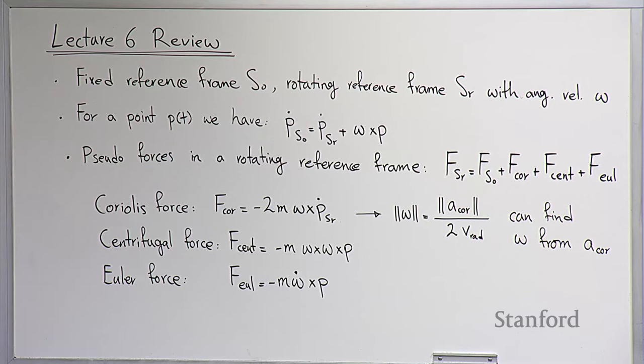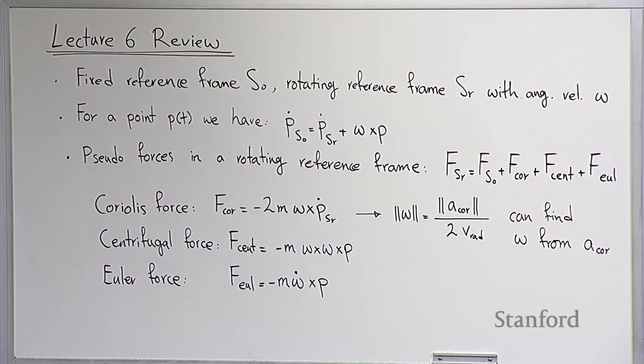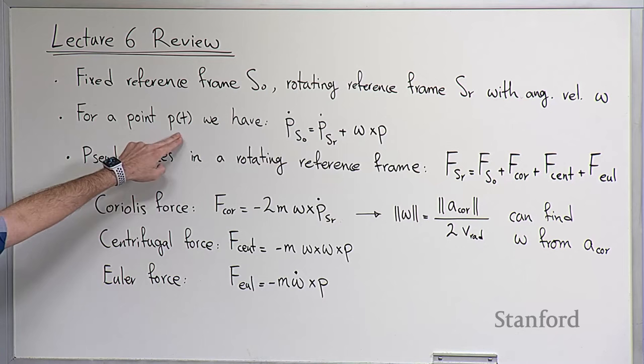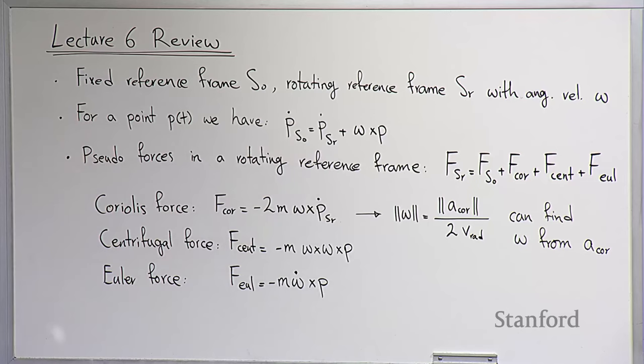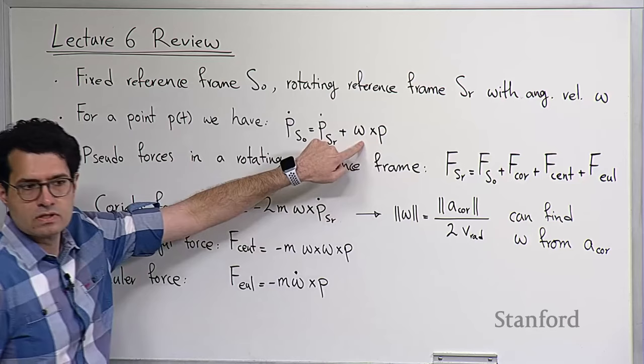If you have a fixed frame S0 and a rotating reference frame S(r) with some angular velocity vector omega, then we showed that for a given point P(t) that is moving in both reference frames, the time derivatives of the position are related in the two frames. The time derivative P dot in the fixed frame is equal to the time derivative in the rotating frame plus this extra term, omega cross P, the vector cross product of your angular velocity vector and the position.